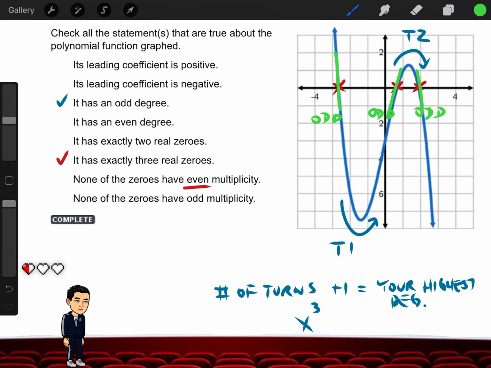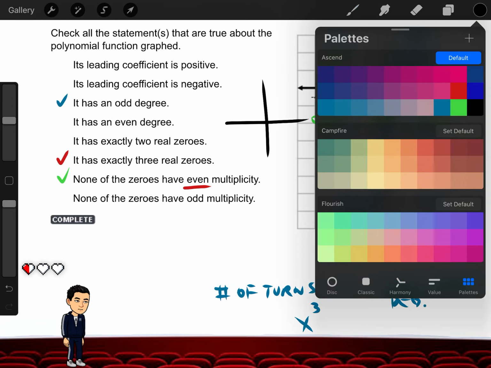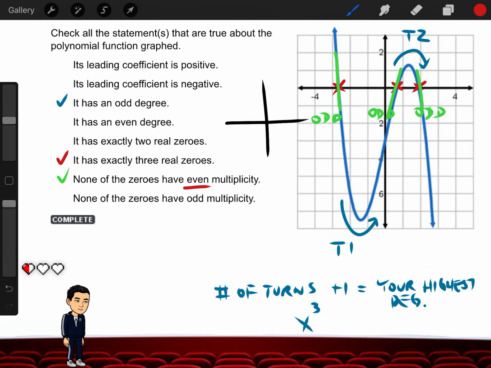So you want to check the second to the last one. If you look at this, if it's an odd multiplicity, the graph kind of looks like this. This function is negative x to the third power, which means that your leading coefficient is going to be negative in this case. So check all those four.